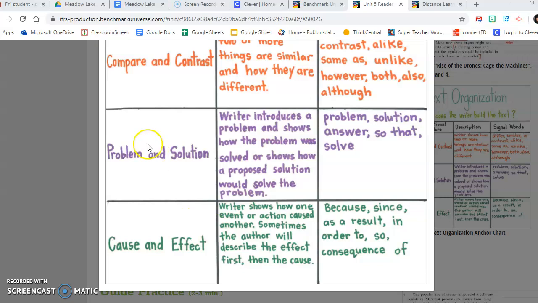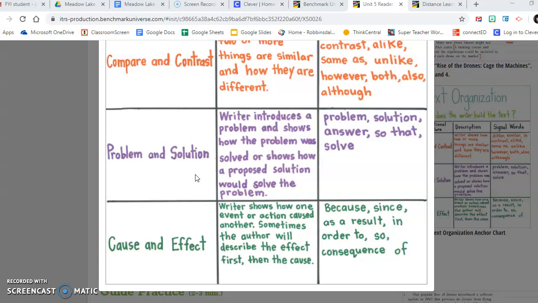Now, the main difference between problem and solution and cause and effect is that with cause and effect, one thing happens and then another thing happens. With problem and solution, whatever happens, the problem, it needs to be solved. It's not just that something else happens also, it's that the problem you started with gets fixed or resolved.